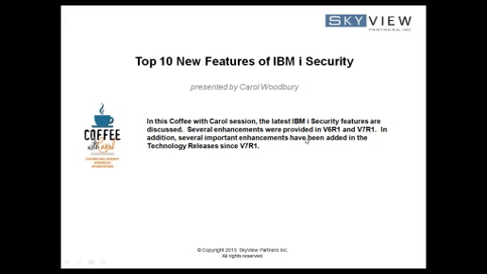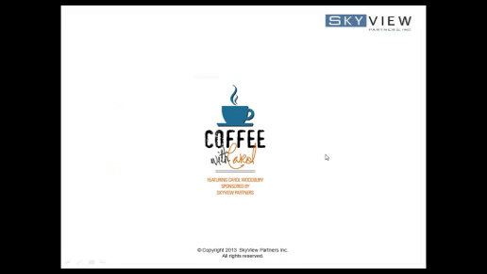In this session, the latest IBM I security features are discussed. There have been several enhancements that were provided in V6R1 and V7R1. In addition, there've been several important enhancements that have been added in the technology releases since V7R1.